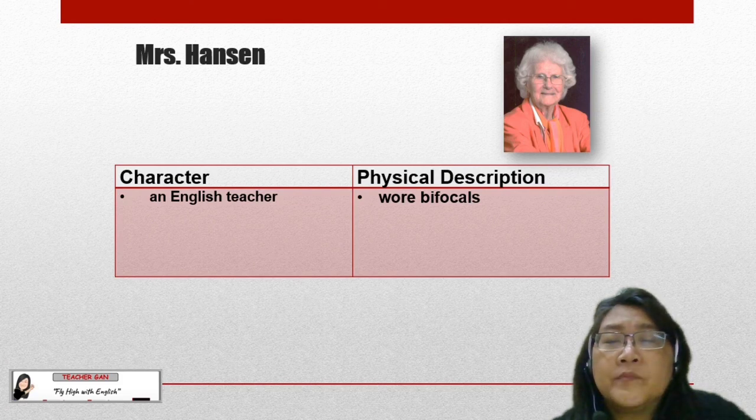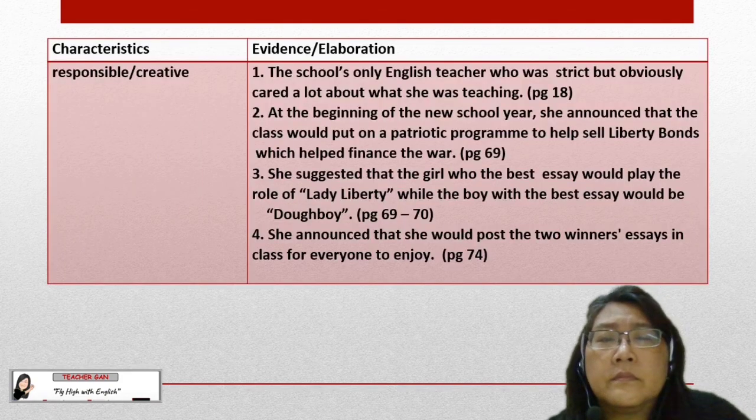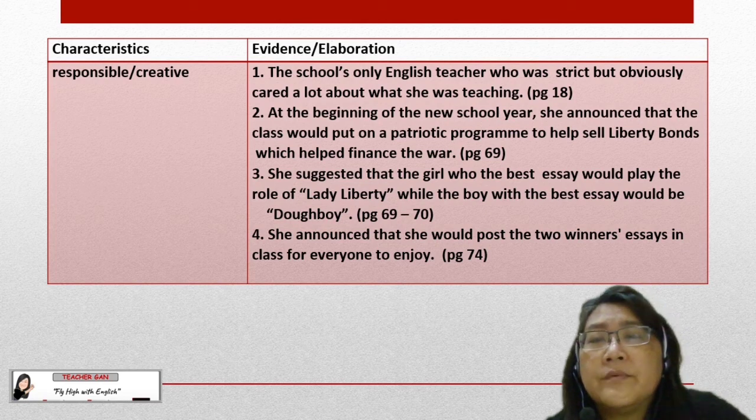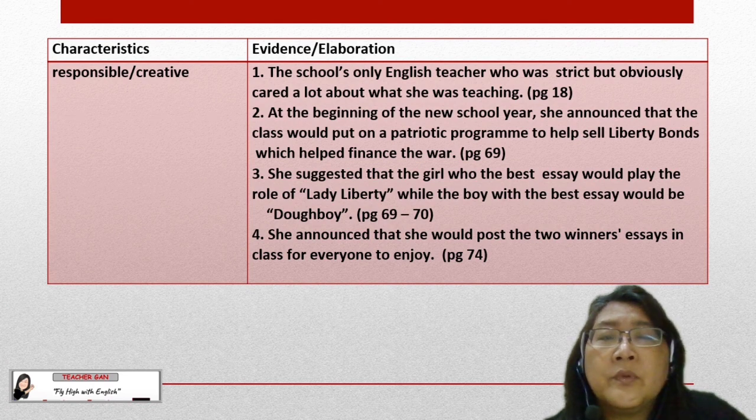Mrs. Hansen. Mrs. Hansen is an English teacher and she wore bifocals. Mrs. Hansen is a responsible and creative person. Evidence: 1. She was the school's only English teacher who was strict but obviously cared a lot about what she was teaching. 2. At the beginning of the new school year, she announced that the class would put on a patriotic program to help sell Liberty bonds which helped finance the war.